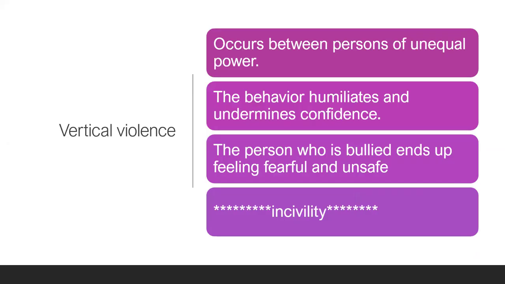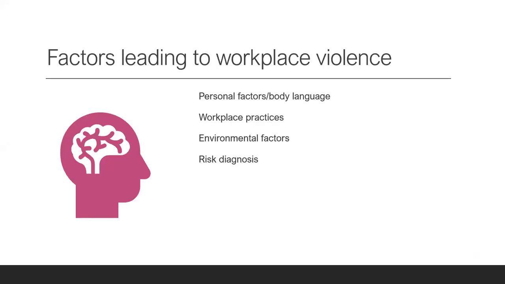Vertical violence occurs between persons of unequal power. The behavior humiliates and undermines confidence. The person who is bullied ends up feeling fearful and unsafe. Unfortunately, these things do occur, so make sure that you're reporting and keeping everything documented in the event that you are experiencing these things. Factors leading to workplace violence: personal factors, workplace practices, environmental factors.